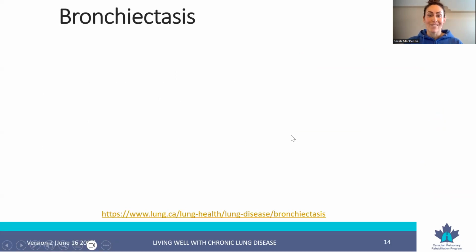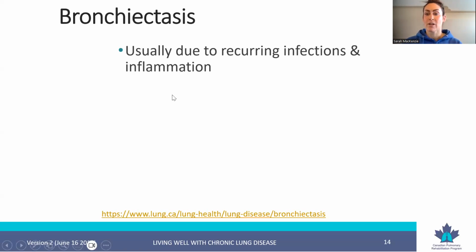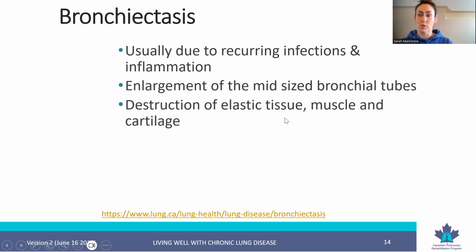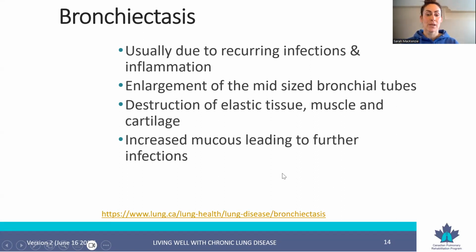So bronchiectasis, it's important to note this one as well because it is included in the COPD blanket. It's because of recurring infections and inflammation, and what we see is enlargement of the mid-sized bronchial tubes, destruction of elastic tissue, muscle, and cartilage, and increased mucus leading to further infections.